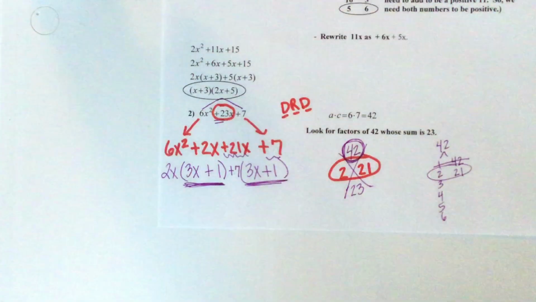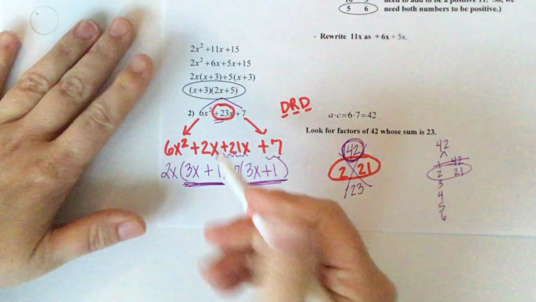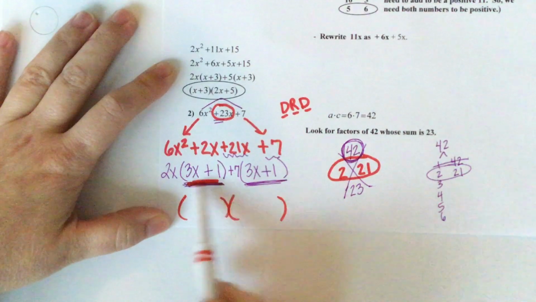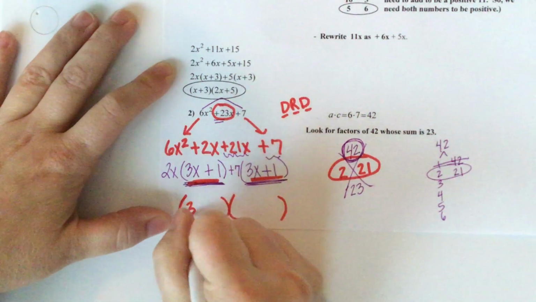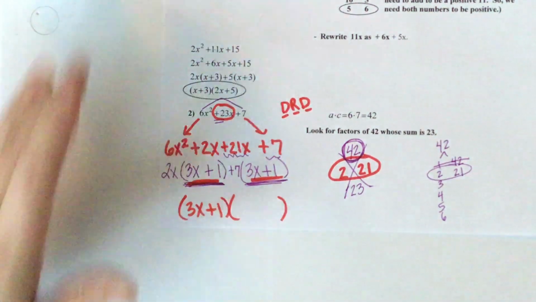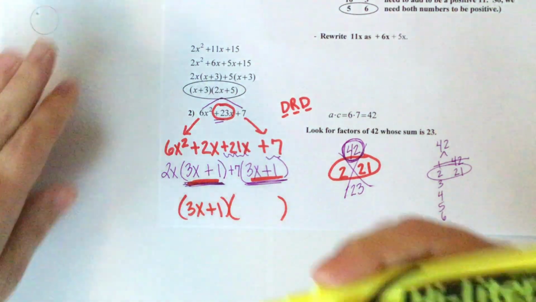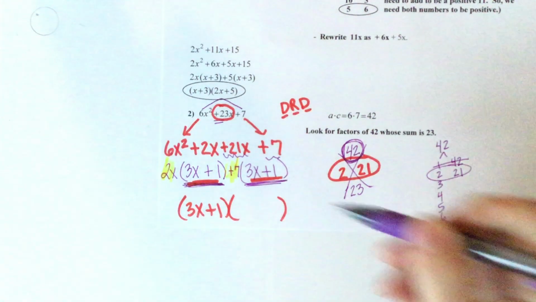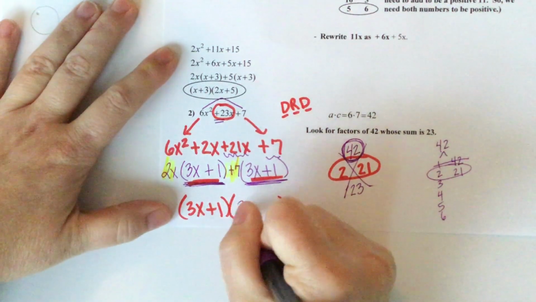Okay? So then I build my 2 sets of parentheses. Remember, whatever you wrote here and here, you write one more time. And then whatever's left over, which is the guy in the front and the guy in the middle, goes in the other set of parentheses.